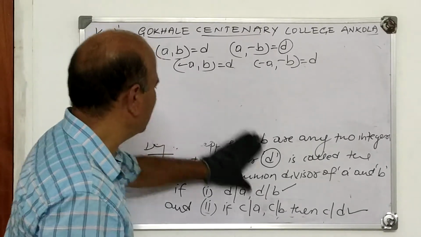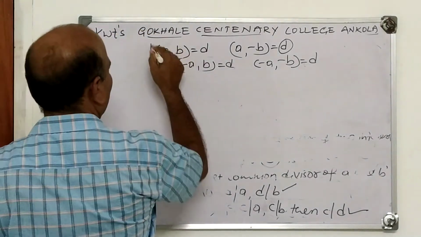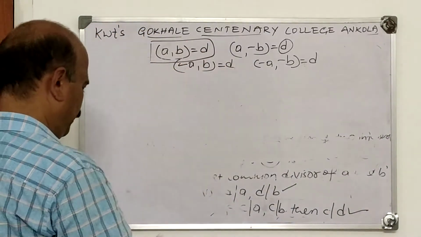Now, the notation I explained. What is the notation? The notation is this for GCD of two numbers.